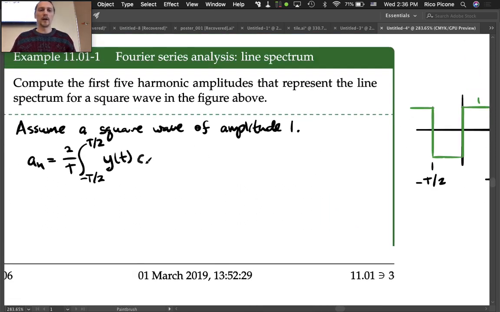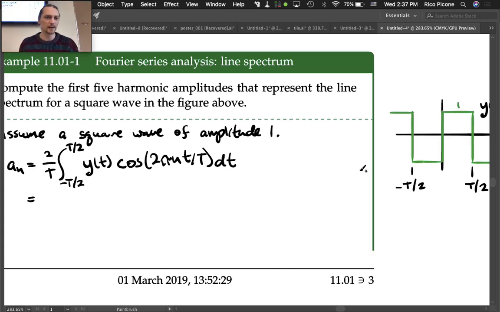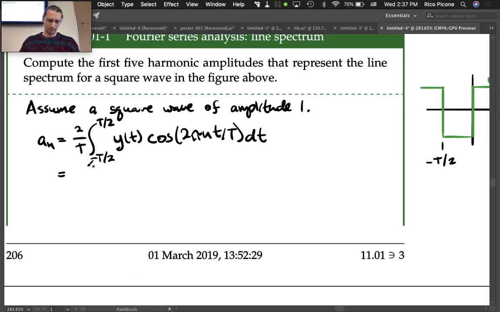And then the an one is the cosine one: 2 pi n little t over big T dt. If we break this up into two integrals over the interval negative T over 2 to 0 and then 0 to positive T over 2, we have nice constant values of y of t. So then we can just plug in negative 1 for this interval and positive 1 for this interval, and we are good to go. So let's pull the negative sign out front.